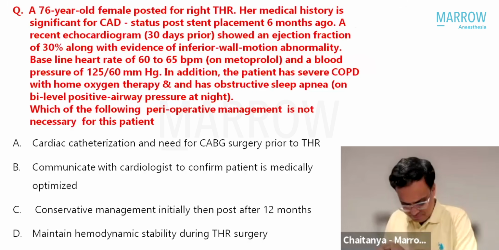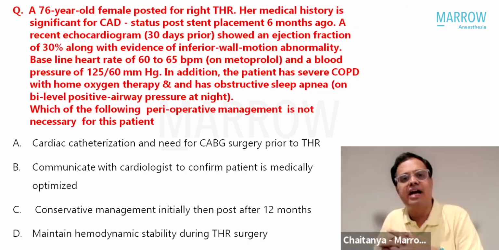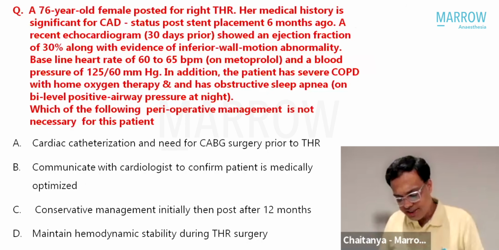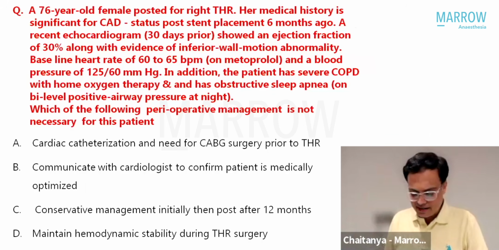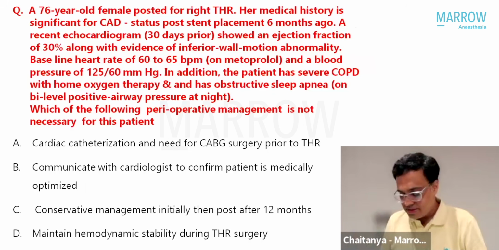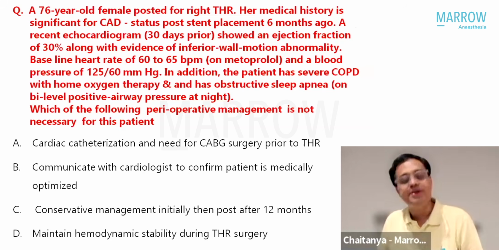Right. The next question, again, I just wanted to give the cardiac guidelines summary. So I'll read out the question. A 76-year-old female is posted for right THR. Her medical history is significant for coronary artery disease, status post stent placement 6 months ago. A recent echocardiogram 30 days prior showed an ejection fraction of 30% along with evidence of inferior wall motion abnormality. Baseline heart rate is 60 to 65. She is on metoprolol and blood pressure is 125 by 60. In addition, the patient has severe COPD with home oxygen therapy and has obstructive sleep apnea on BiPAP. Which of the following perioperative management is not necessary for this patient?